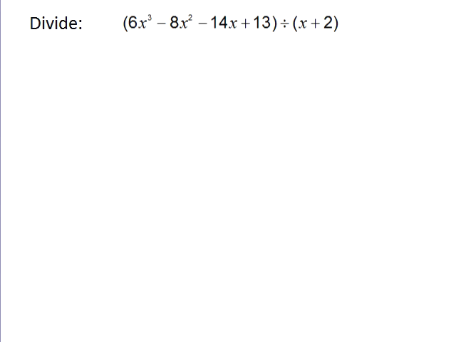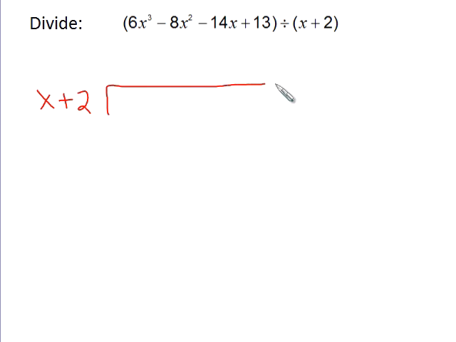Divide 6x cubed minus 8x squared minus 14x plus 13 by the binomial x plus 2. So we'll start with x plus 2 on the outside as our divisor.